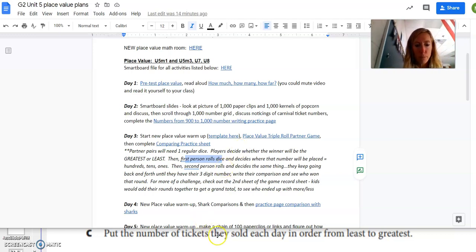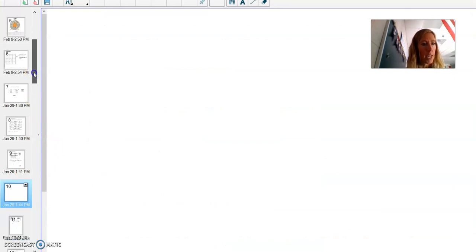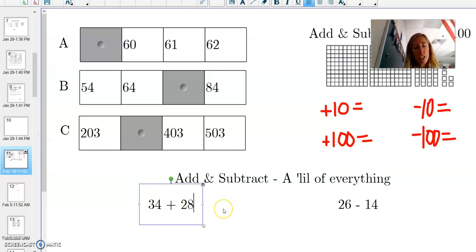So if I look at the smartboard file, I put a space in between, and then I start with the new place value warm-up. So there it is. It goes with the template. And if you want to change these, you can. You can go through and change. You're like, we're good. We don't need more double digit addition.